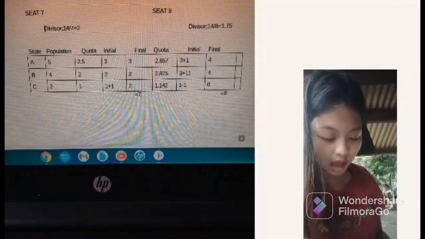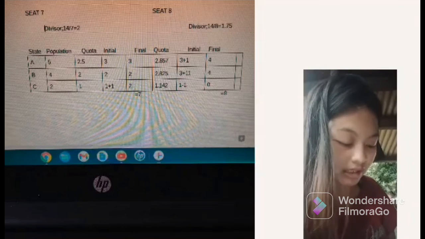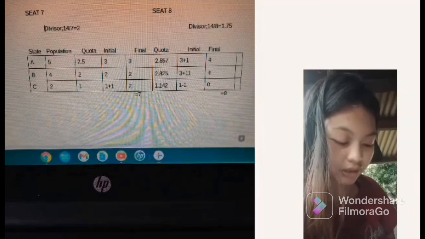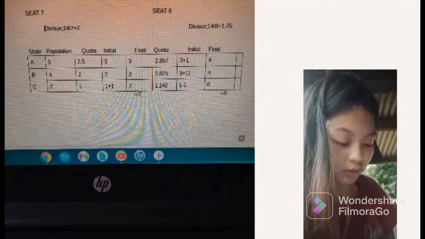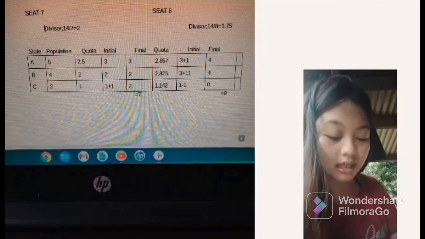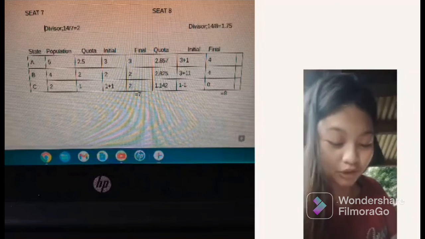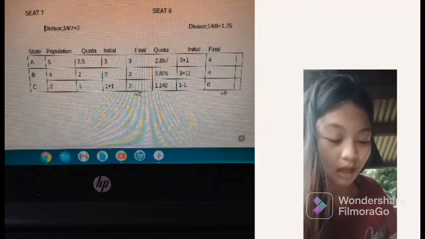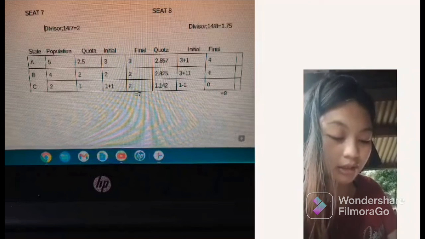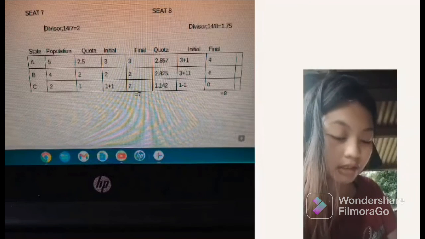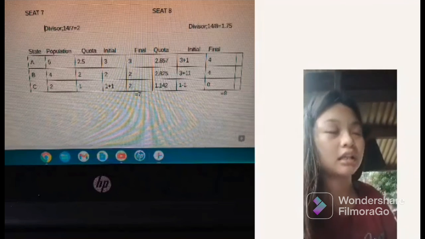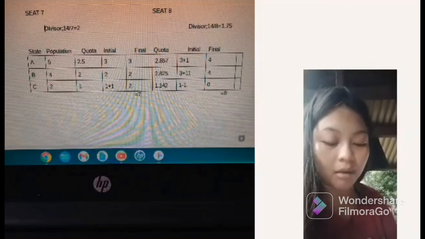As you can see, I add 1 to state C, and now in the final computation, state A has 3 and states B and C have 2, which equals the 7th seat. In seat 8, the procedure is the same as for seat 7, but in the initial allocation I added 1 to states A and B and decreased 1, so the final number is 4 for A and B, and C is 0, which is equal to 8. That's the Alabama paradox.